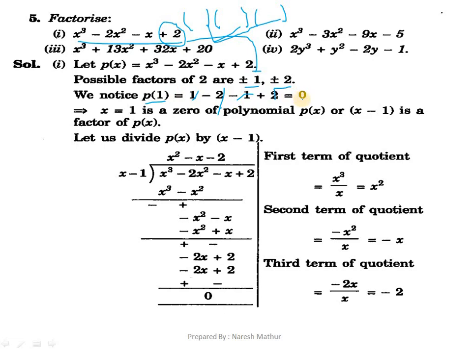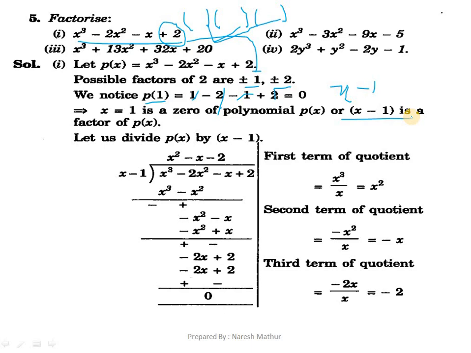Now what does it mean? If we are getting p of 1 equals to 0, then one factor would be x minus 1 by the factor theorem. Easy. If x equals to 1 is a zero of the polynomial p of x, it means x minus 1 is a factor of p of x. Is it okay? I think this is the basic concept of the factor theorem.